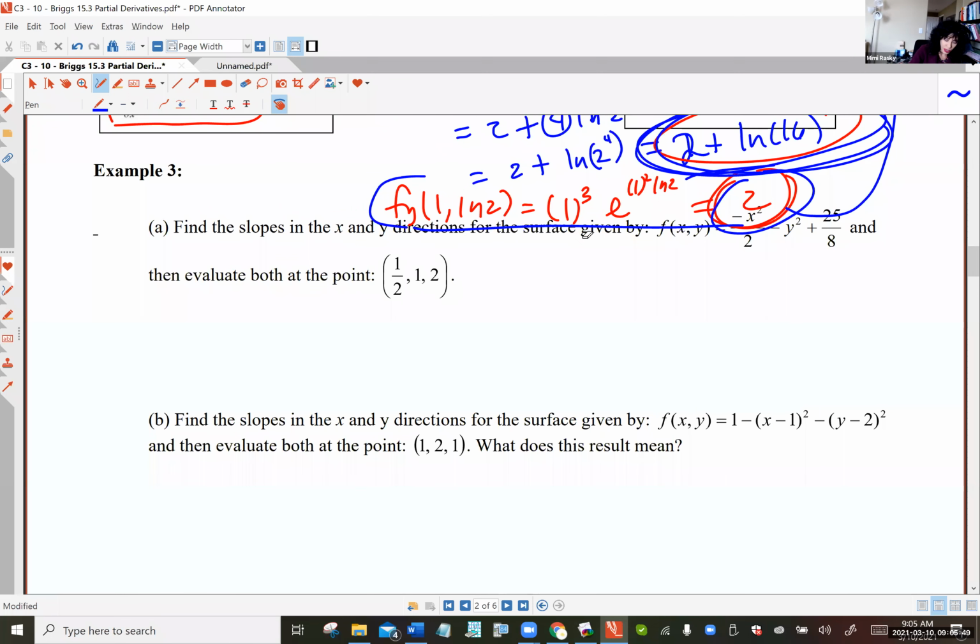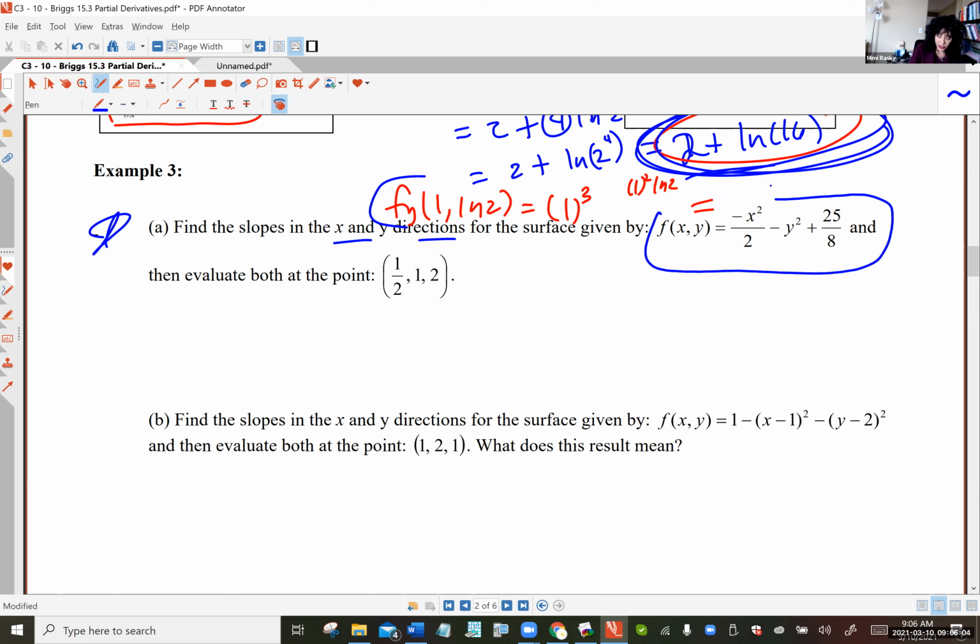Okay, so let's look at an example here. I'm going to do a quickie, two examples, and then you and your buddy are going to try one on the next page. So letter A, based on what we just talked about, what are the slopes in the x and y directions for this surface given by f(x,y) equals negative x squared over 2 minus y squared plus 25/8? And then once we're done getting those, we'll evaluate at the point. These partials are pretty easy to get because this is a very easy function of two variables.